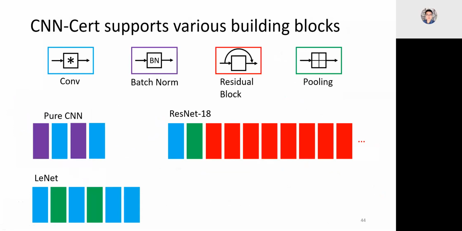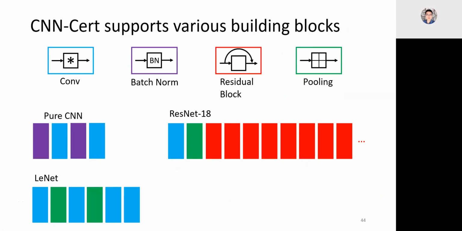So CNN-Cert is basically a technique that we build upon CROWN. So it includes all the benefits of CROWN. So it can also support general activation functions, but it can also support other things that we haven't shown for CROWN. For example, CNN-Cert can provide support to various different building blocks.